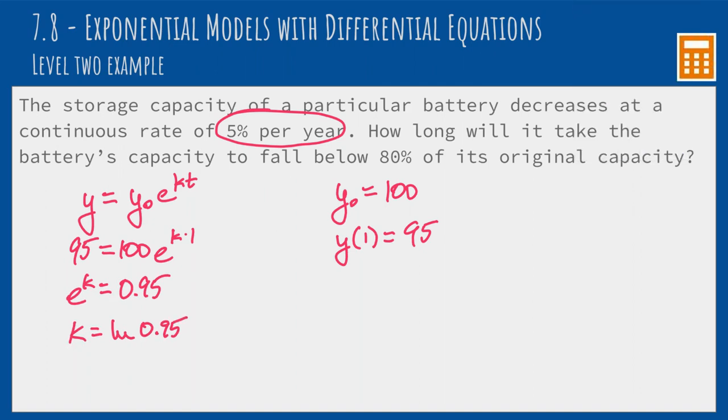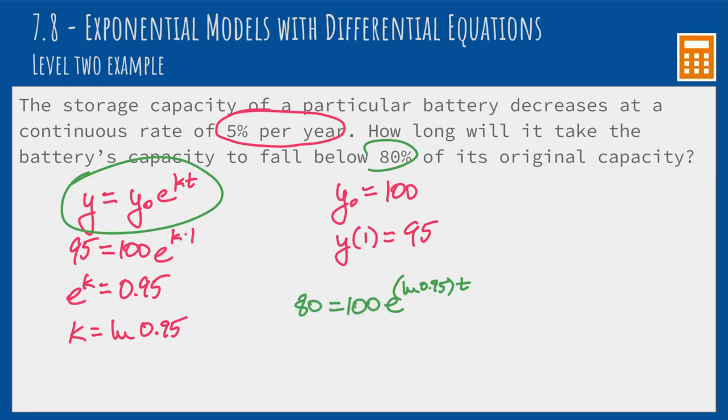However, we want to use that to figure out how long it's going to take to get to 80%. So I'm going to go back to this equation right here and say 80%. By the way, it would be even quicker to just say 0.80 equals 1 times e to the natural log of 0.95 times t. Okay, so this is the same thing as saying 80 equals 100. So I just did that division right off the bat.